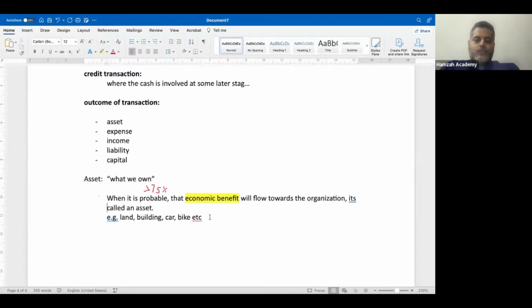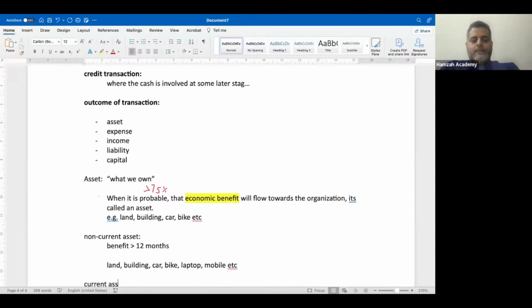These are your assets. Now, we have two types of asset. One is called non-current asset. Non-current asset is the asset whose benefit is for more than 12 months. For example, land, building, car, bike, laptop, mobile, etc. Right? So these are the types of non-current assets.